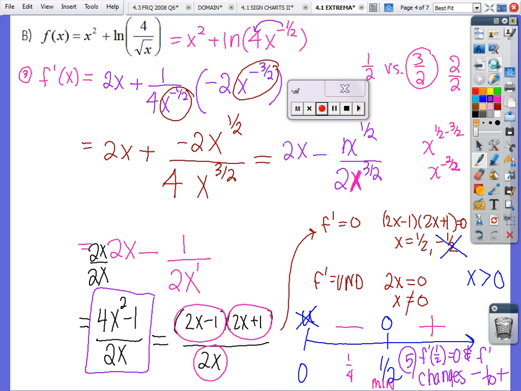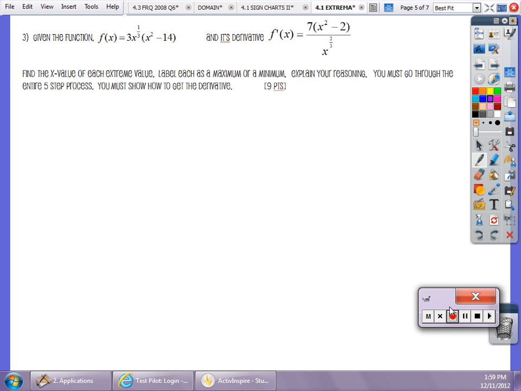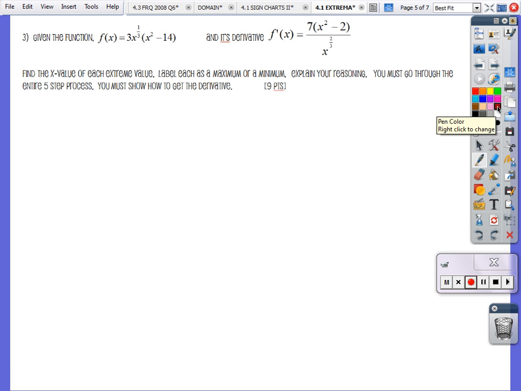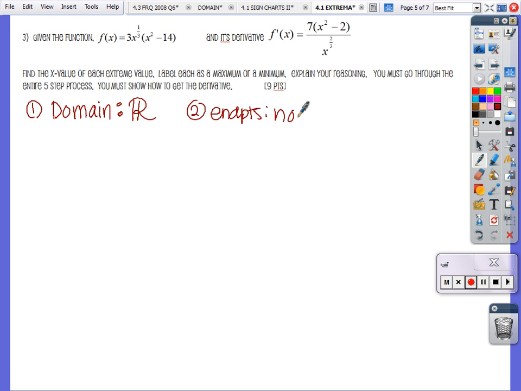All right, last problem. From your quiz, I'm just going to walk through this one more time in case you need it. I'm going to do the 5-step process. So domain. There are no problems with the domain. We have a 1/3 power, which is odd over odd. We have x squared, which is not a root. So our domain is all real numbers, which means that step 2, your endpoint, there will be absolutely none.